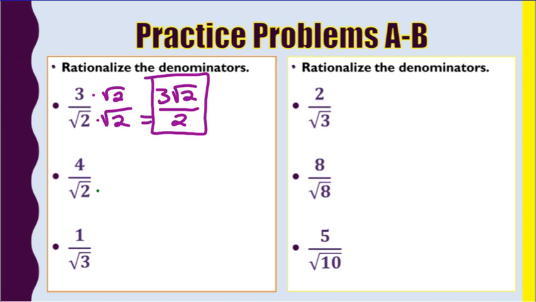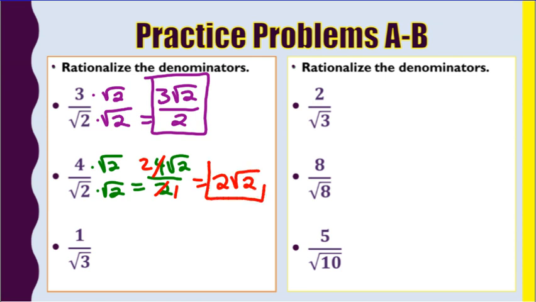Next, square root of 2 times the square root of 2 is 2. Multiply by the square root of 2 in the numerator, and I get 4 square root of 2. I can simplify because 4 divided by 2 is 2. So I would end up with 2 square root of 2.